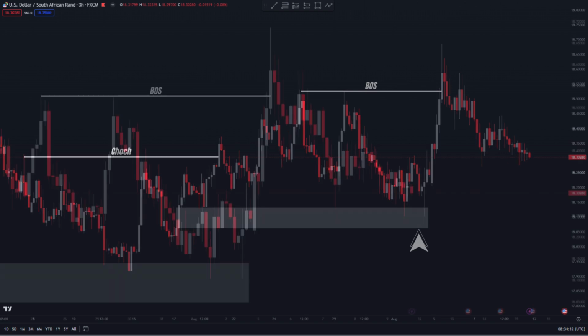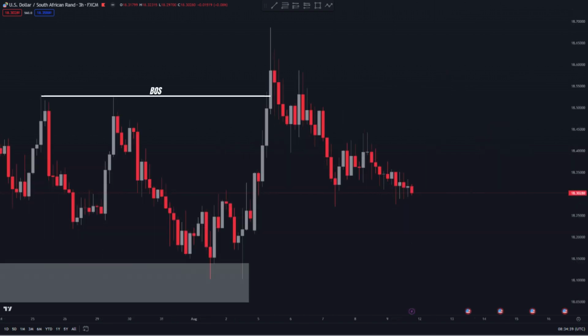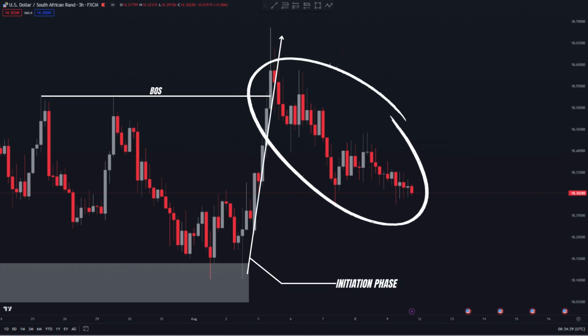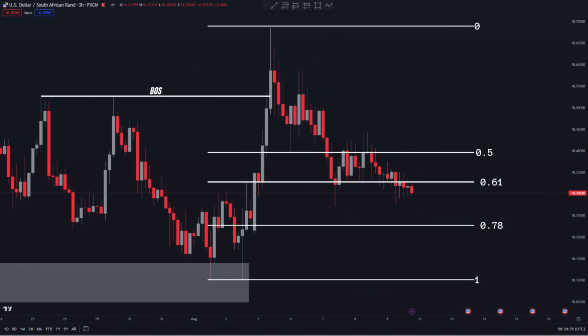this pair. Zooming in for a clearer picture, we initially observed an initiation phase, which means we are now in the pullback phase, to be followed by the continuation phase. Looking at the Fibonacci retracement levels, we can see that the price has already retested the golden zone, indicating that buyers are stepping into the market to initiate the continuation phase.